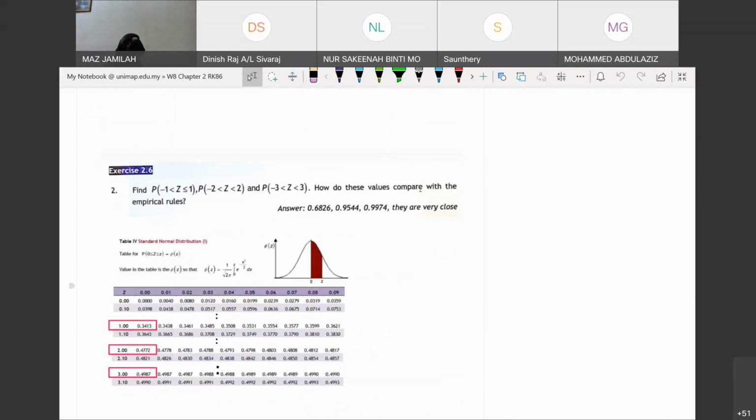Example 2.6. Am I right, class? We stopped at the first question and we did not manage to finish the second question, right?